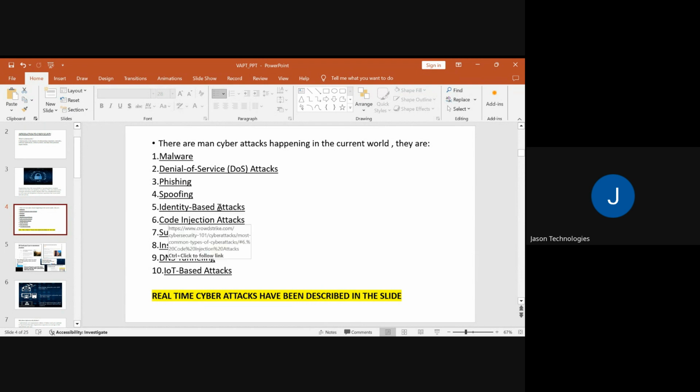Okay, and the fifth one is identity-based attacks. Identity-based attacks means, let's say, for example, in an organization there is an admin user as well as a normal user. When a normal user is trying to attack the admin user session, he should provide some valid credentials or valid authentication, like why he wants to access the admin user session.